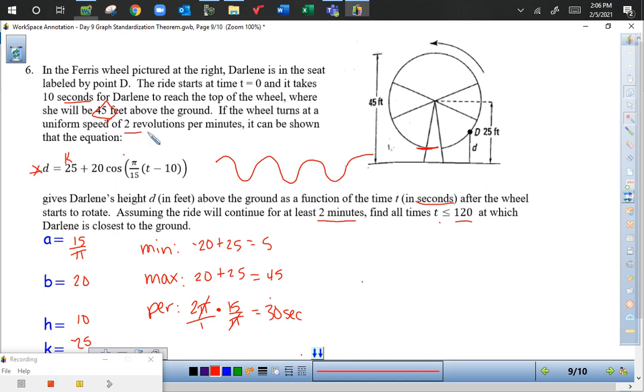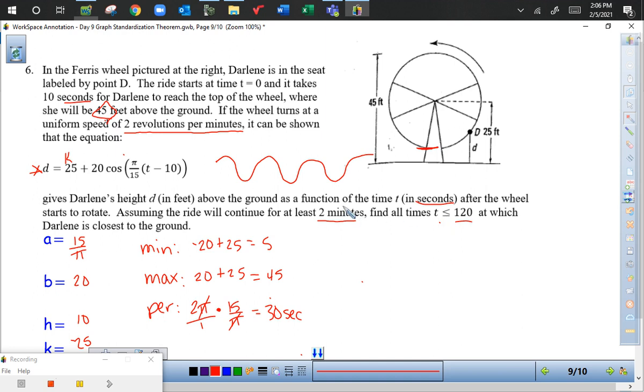That checks out with this information we were given. It's 2 revolutions per minute. Okay, 2 laps in 1 minute means 30 seconds for 1 lap. So we're all good there. Now we want to check out 120 seconds or 2 minutes, so it should complete 4 laps.